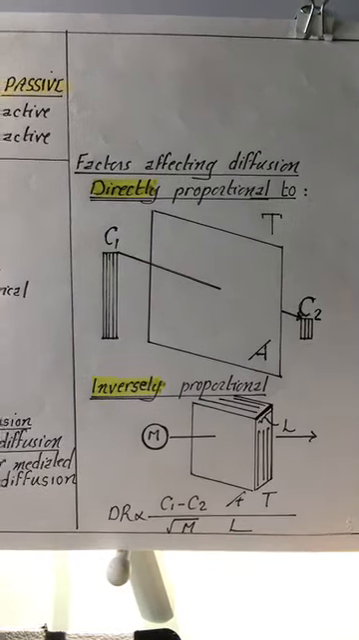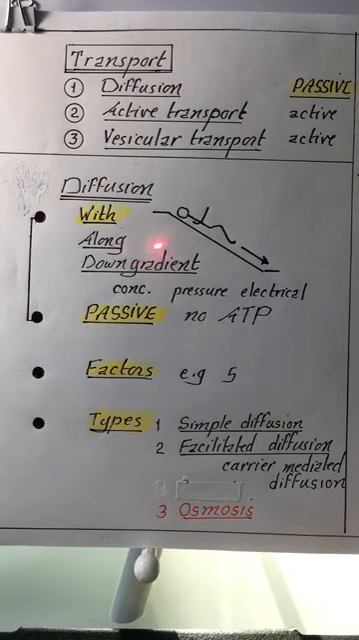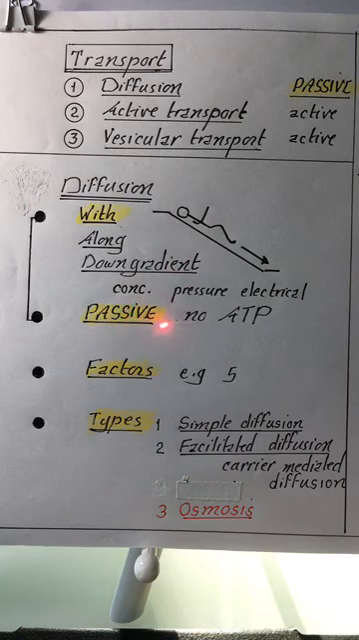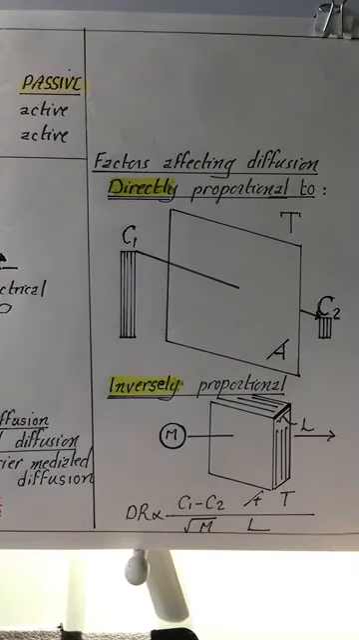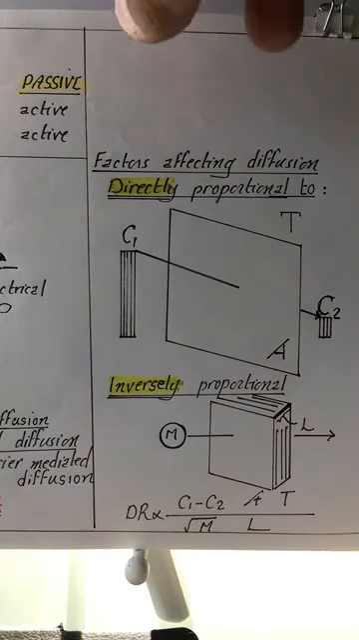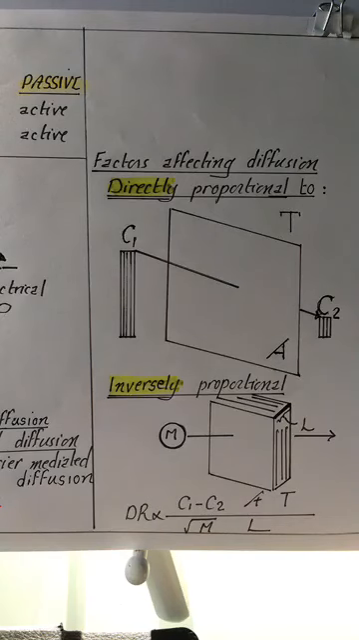So we finished 3 points in diffusion. It occurs along, or down the gradient. So it's a passive process, it needs no ATP. And we discussed 5 factors. Diffusion rate is directly proportional to concentration gradient, area and temperature, and inversely proportional to square root molecular weight and length of diffusion. Now we come to the last and more important point, which is the type of diffusion.